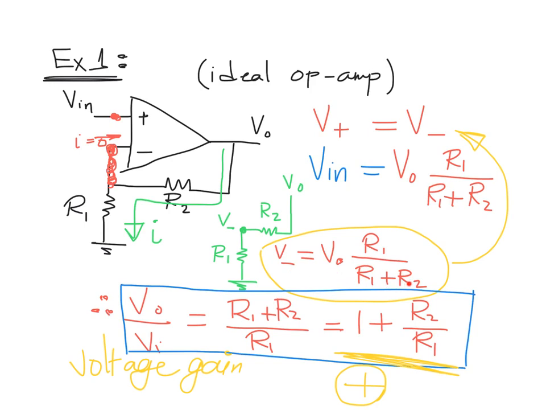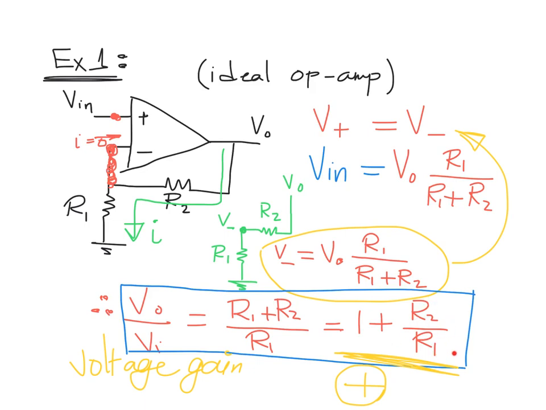Again, substitute this in our only equation. So here Vin instead of V plus, V minus will be Vo multiplied by R1 over R1 plus R2, and simply this is your relation. So Vo over Vin will be R1 plus R2 over R1, which can be simplified as 1 plus R2 over R1.